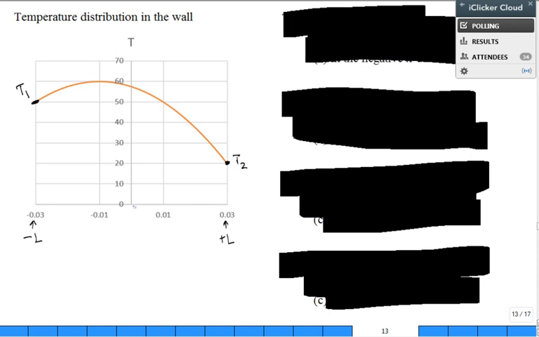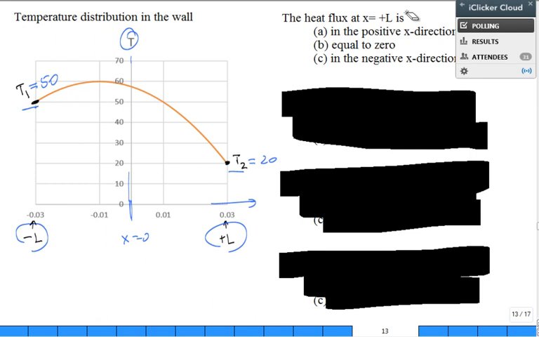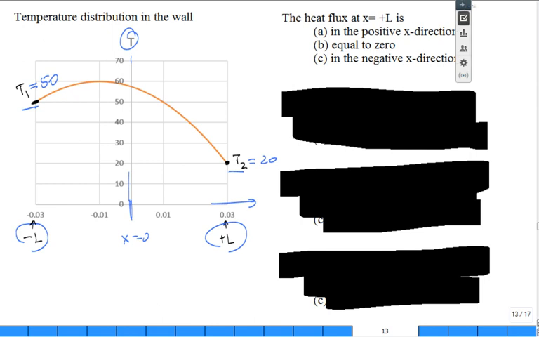And so this is minus L, this is plus L, that's x equal to 0. This is the x-axis. This is temperature plotted up, and T1 is different than T2. Can you see the numeric value of T1 from the plot? 50. What is the numeric value of T2 from the plot? 20. So there's 50 and 20. Ready for some questions? Let's take a look at this.